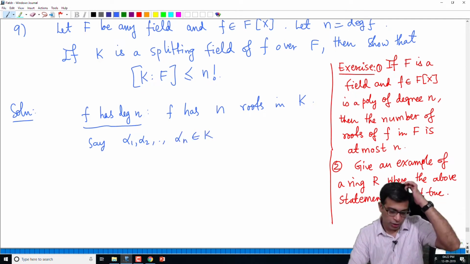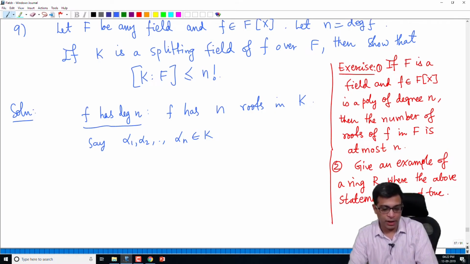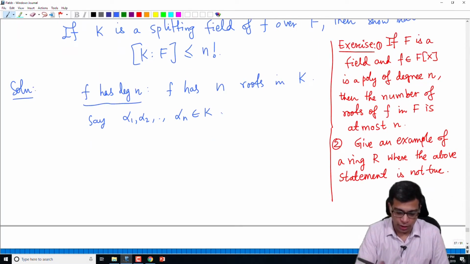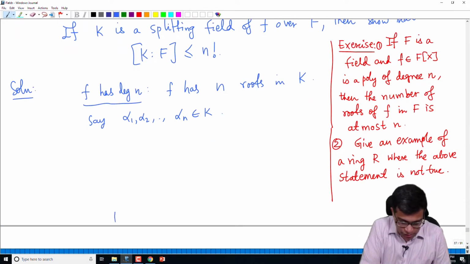So all the roots are there. It is possible that there are less than n roots, but then the degree of the extension will be even smaller, as you will see. Okay, so then what we do is start with f.